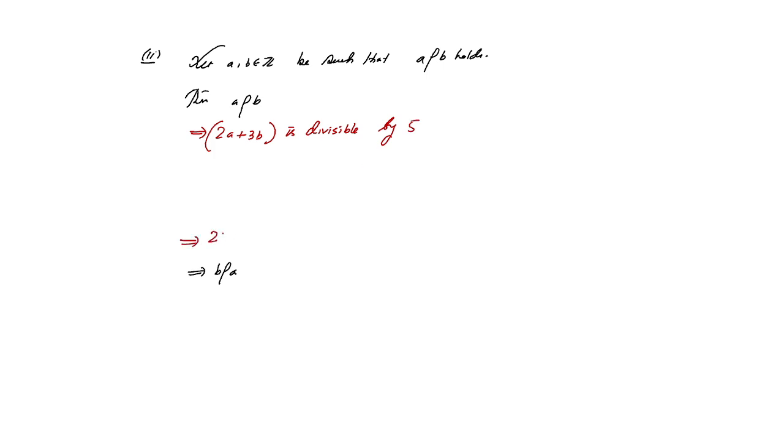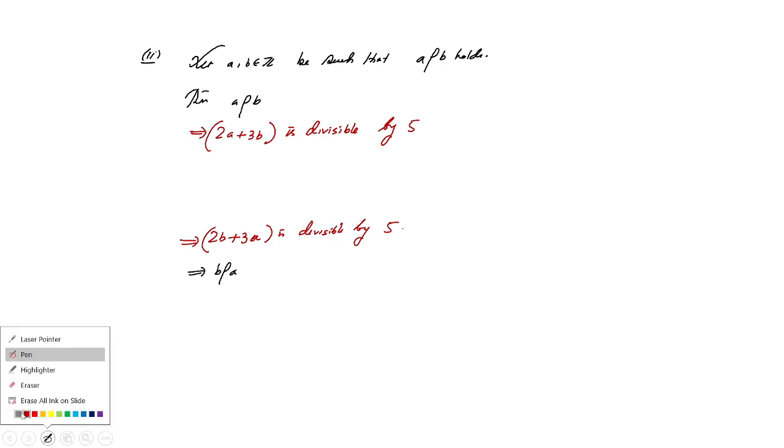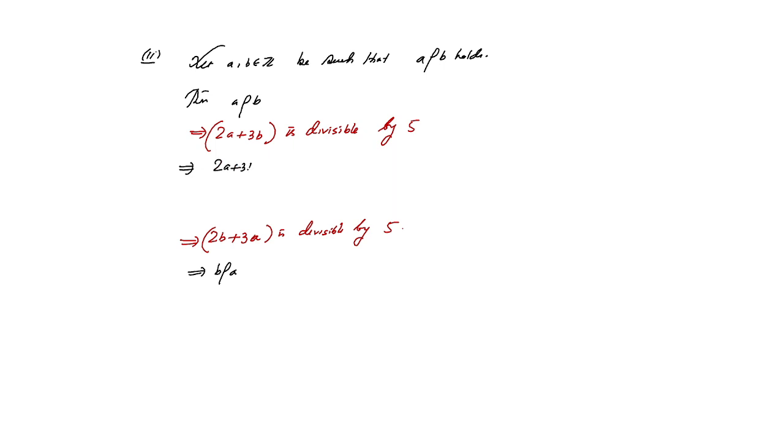B rho A means 2B plus 3A is divisible by 5. So how will we show it? Now you just add these two, 2A plus 3B and 3A plus 2B, that will be 5A plus 5B. Here we can write 2A plus 3B is divisible by 5, that means it is basically 5K for some K belonging to the integers.